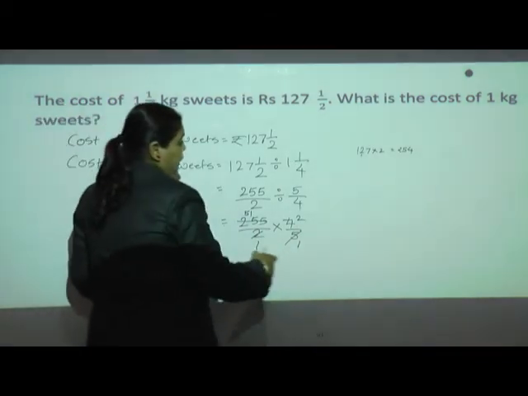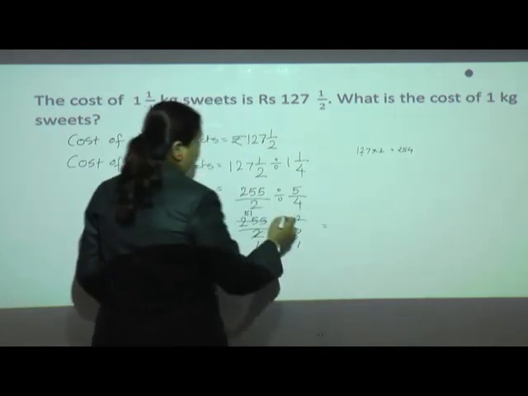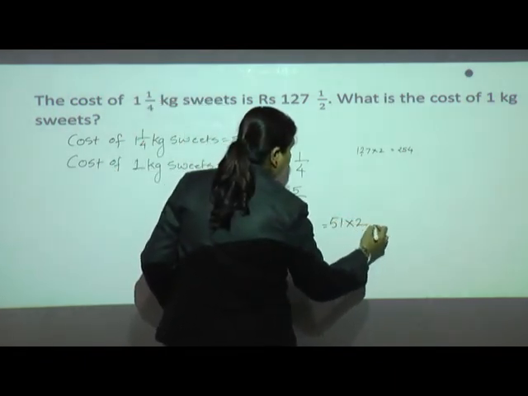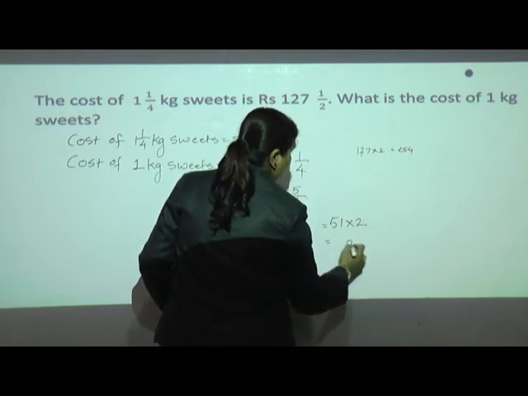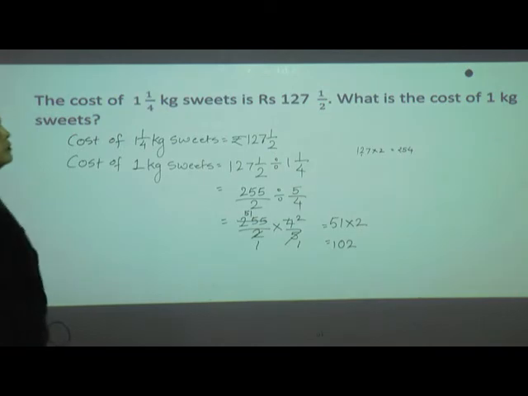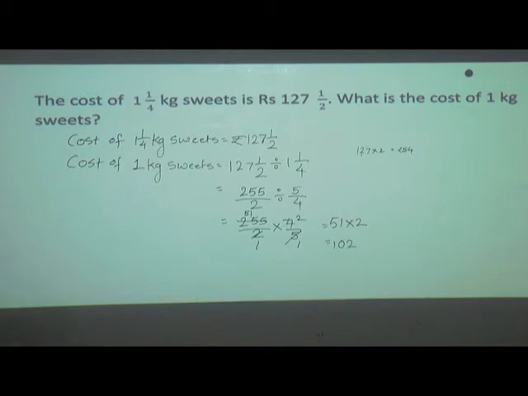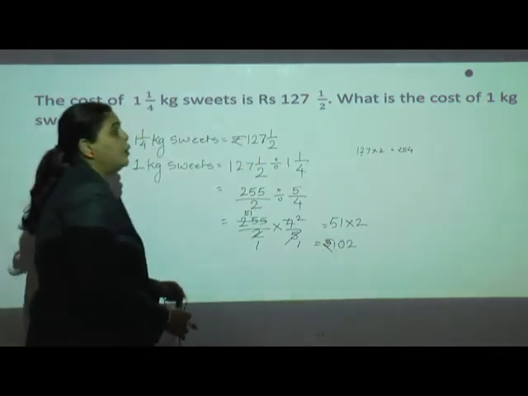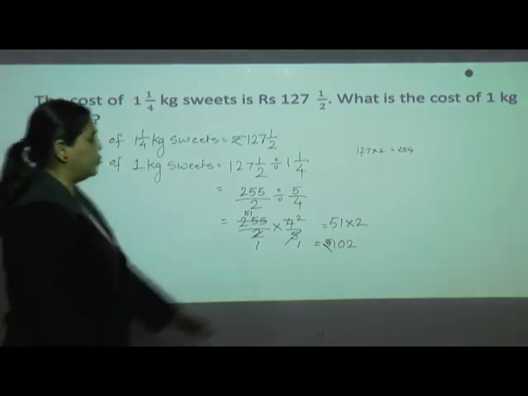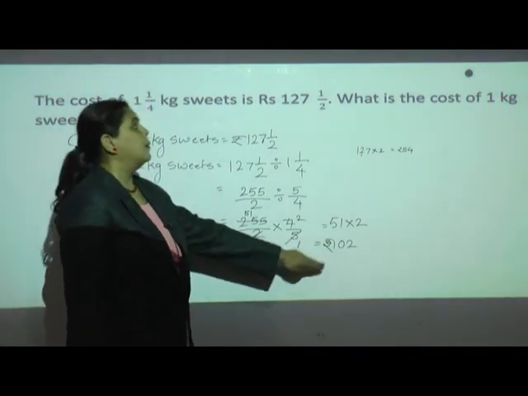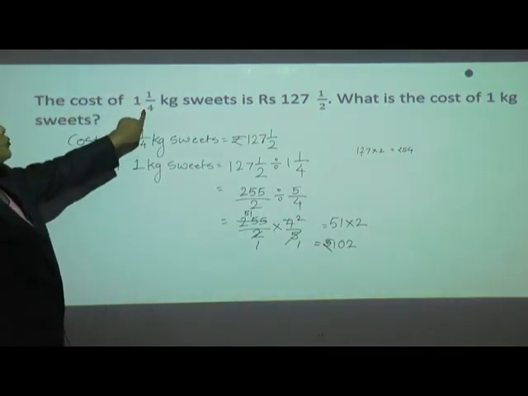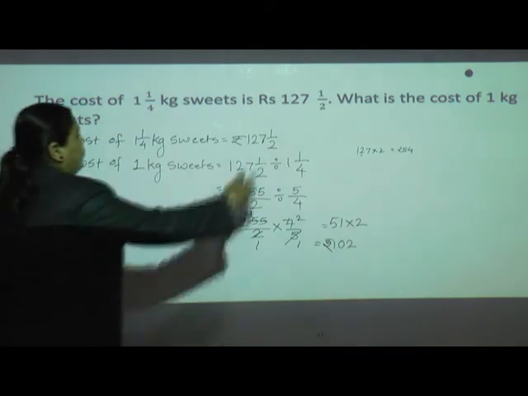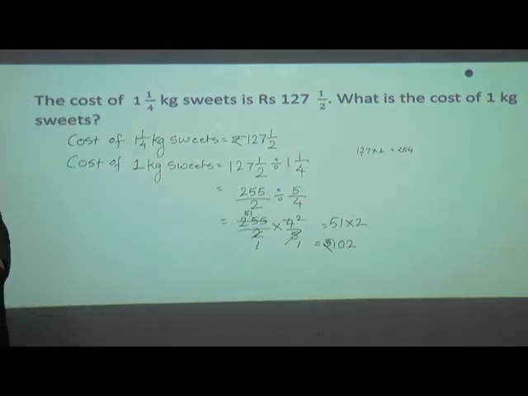So after reduction we got 51. We don't have anything in the denominator, so I will write 51 multiplied by 2 is equal to, 2 ones are 2 and 5 twos are 10. So what will be here? 102. So what will be the cost of 1 kg of sweet? It is 102 rupees. So I have to write the rupees symbol. When you want to purchase 1 kg of sweet, you have to give 102 rupees, but already you had purchased one whole 1/4 kg of sweet and you had paid 127 rupees 50 paise.